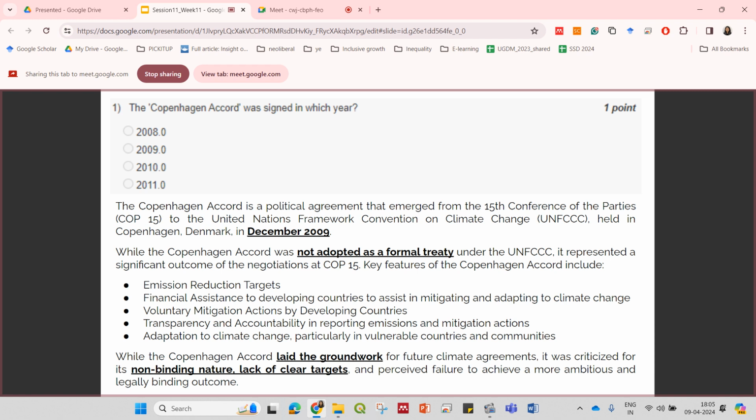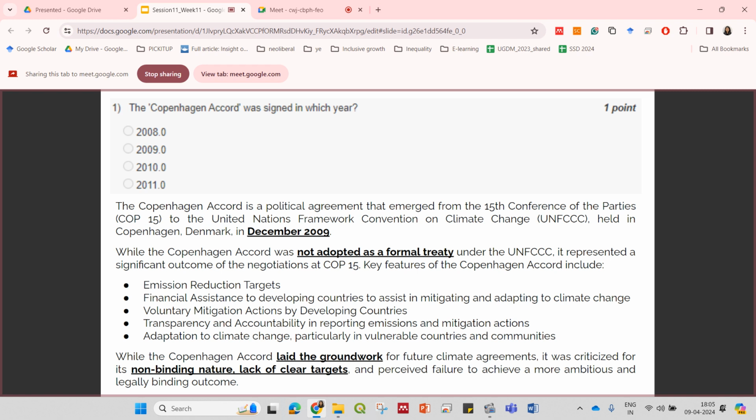Then, regulations or mechanisms for maintaining transparency and accountability in the countries' reporting of their emissions and mitigation actions. That was another component, and the final component was what adaptation strategies or actions the countries are adopting to adapt to climate change, particularly in vulnerable countries and communities. That also should be taken into account and communicated. So these are all the components that were there in the Copenhagen Accord.